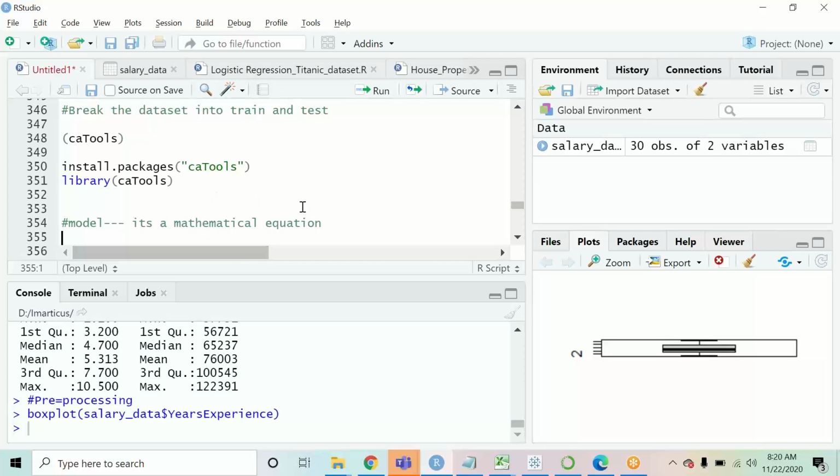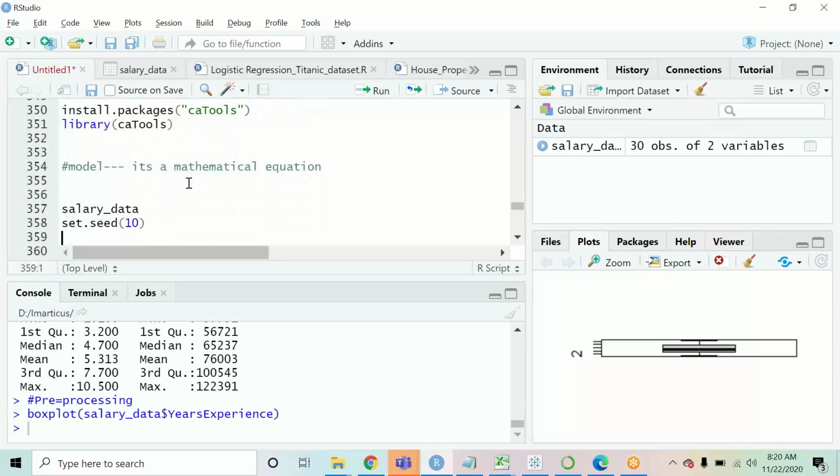So now what we do is we install this package. Harmeet, you're right in your understanding. So what is the purpose of set.seed?